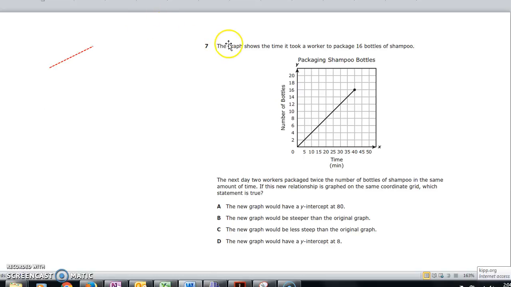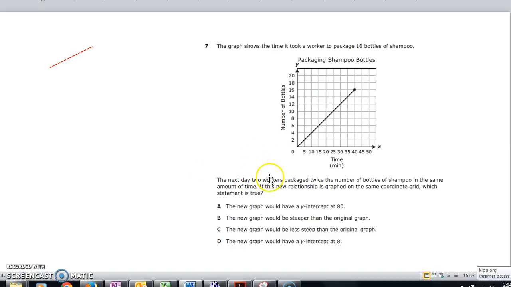Number 7. The graph shows the time it took a worker to package 16 bottles of shampoo. So the title of the graph is Packaging Shampoo Bottles. This graph is showing how long it took a worker to package 16 bottles. As time goes on, the worker is packaging more and more bottles of shampoo. So after 40 minutes, he packaged 16 bottles of shampoo. Okay, we have to make sure we understand the graph first, so that's what we're doing.